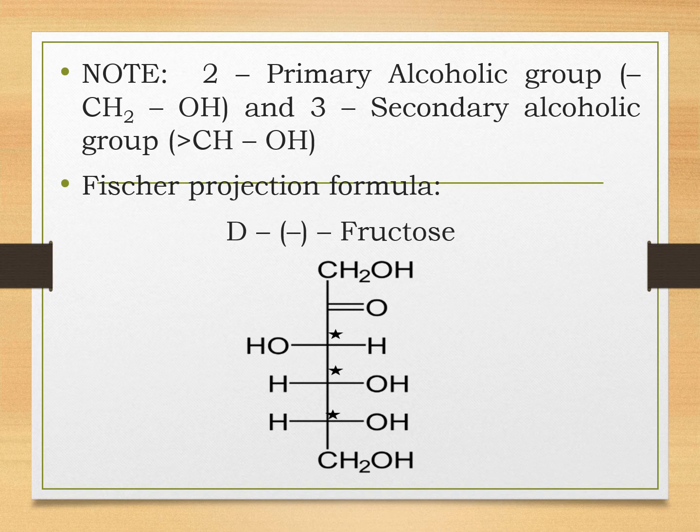Now students, if you all can see, then it is written as D negative fructose. Okay. So students, if you all see, then this CH2 is the first carbon atom. Then you all can see at the second carbon atom, it is a ketonic group. Then at C3 carbon, you all can see OH. At C4 carbon, you all can see HOH. At C5, you all can see HOH. And at C6, you all can see CH2OH group.